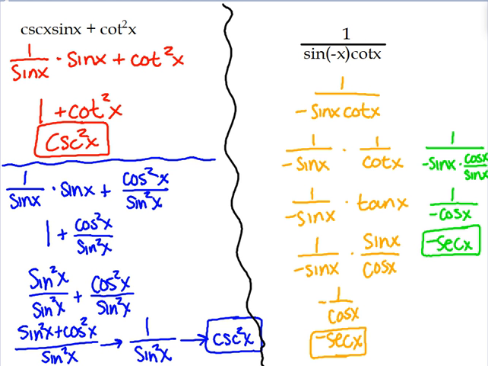Okay, so again, I've shown you two different ways for both of these. And the first one, with this red one, if you can recognize that 1 plus cotangent squared is cosecant squared, that's going to save you a lot of steps.